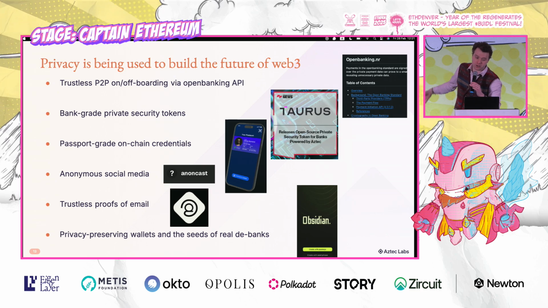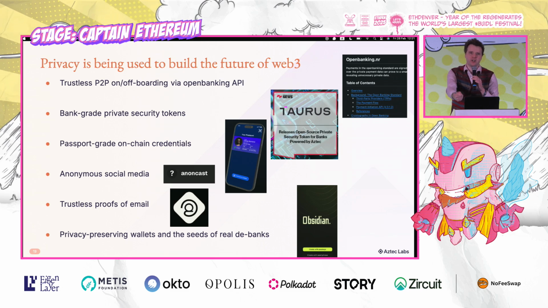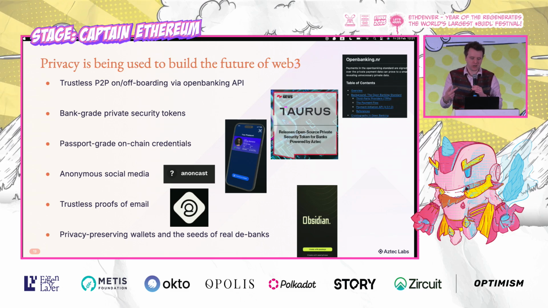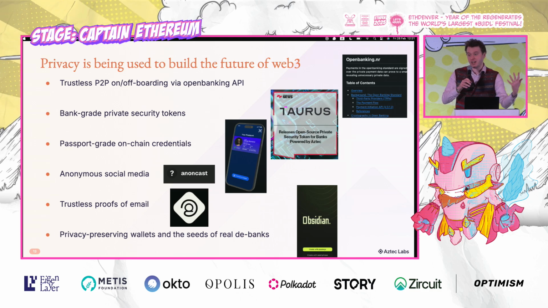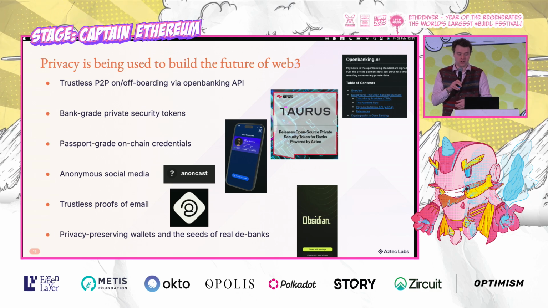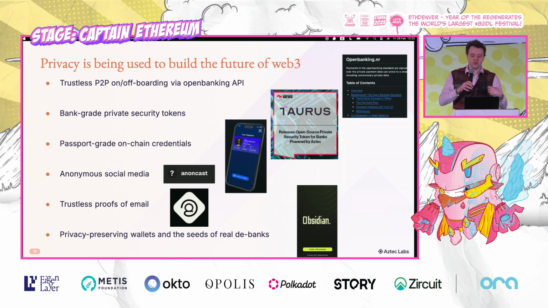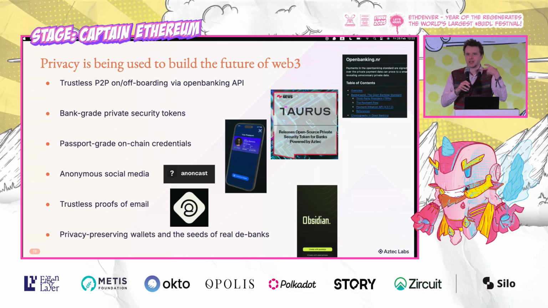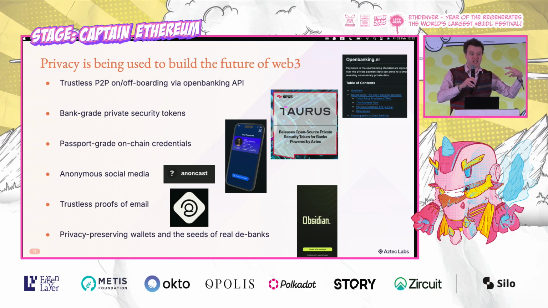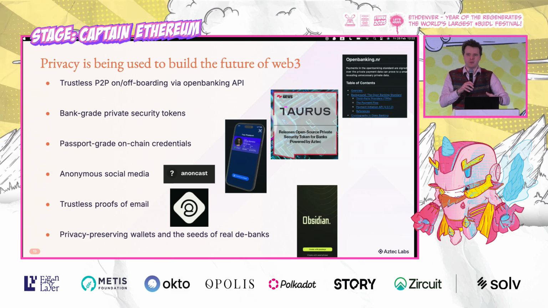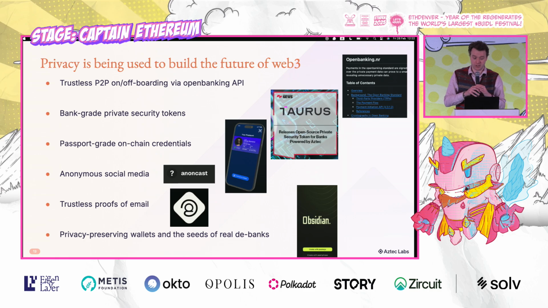People are building bank-grade private security tokens, passport-grade on-chain credentials, so you can prove your citizenship on-chain to a smart contract. You have anonymous social media with Anoncast. That was built over a weekend with Noir. ZK email now, the fastest client-side prover, is built with Noir, where you can get a trustless proof of email. You can get strong data provenance, so you can say, here's an email I received from Facebook talking about my account. I am therefore an account owner on Facebook.